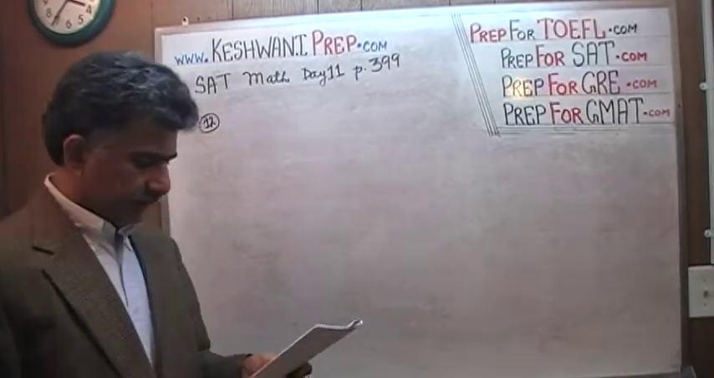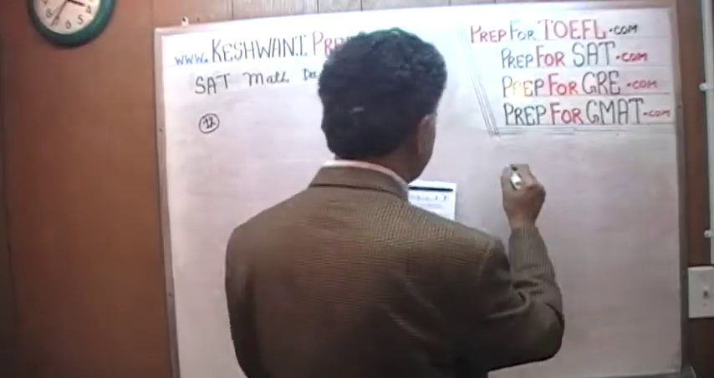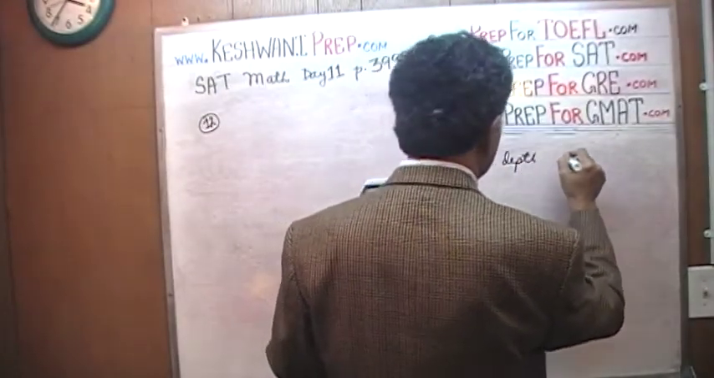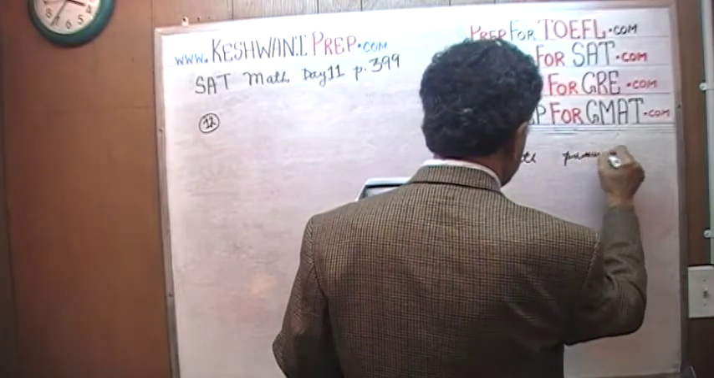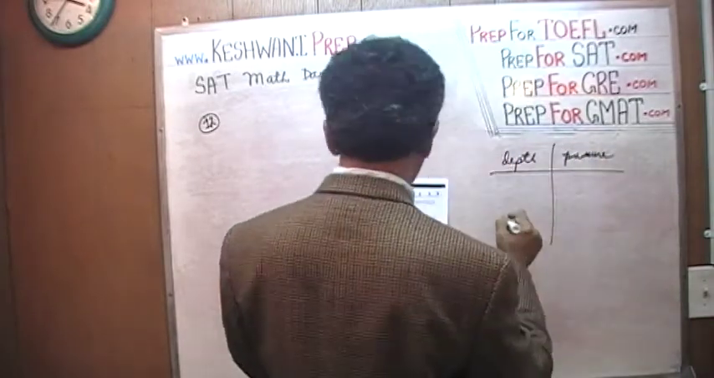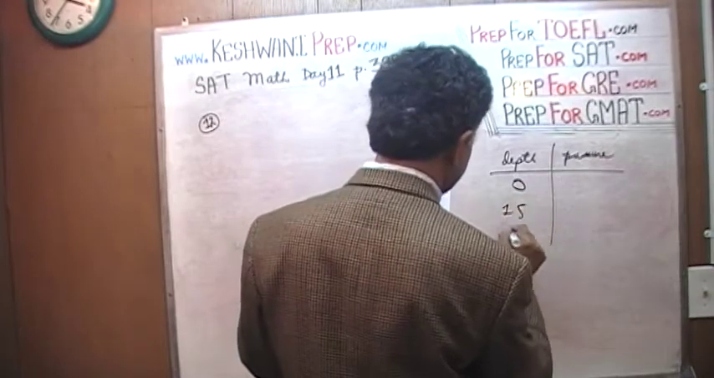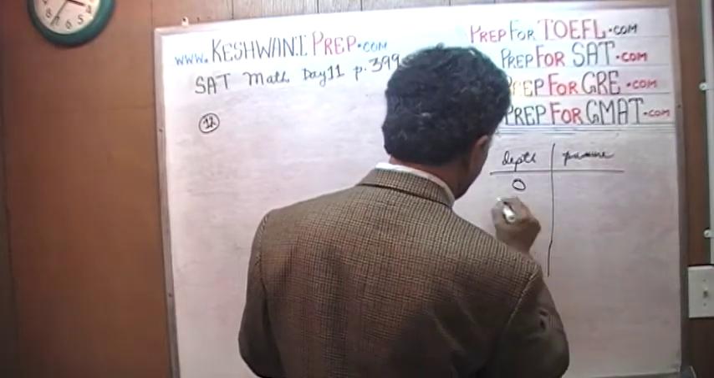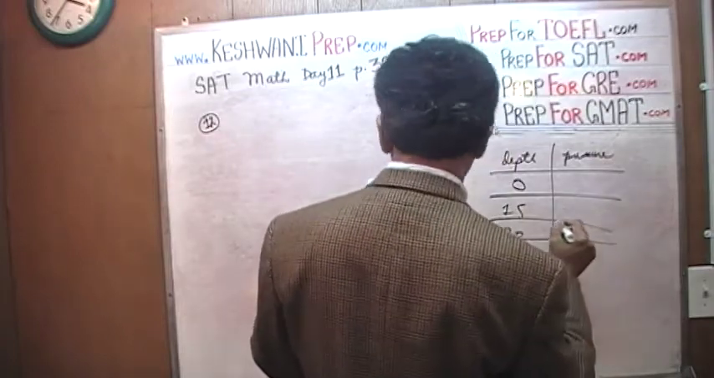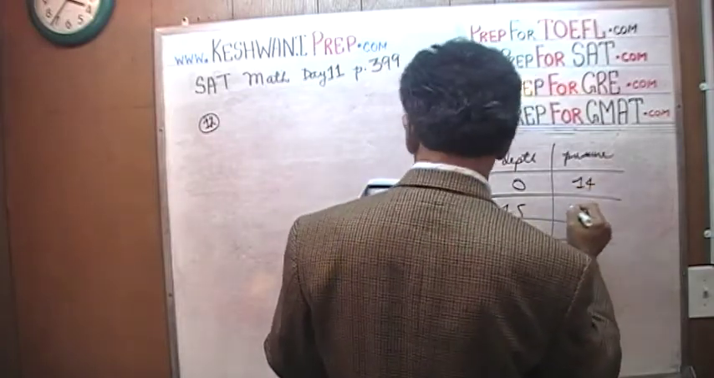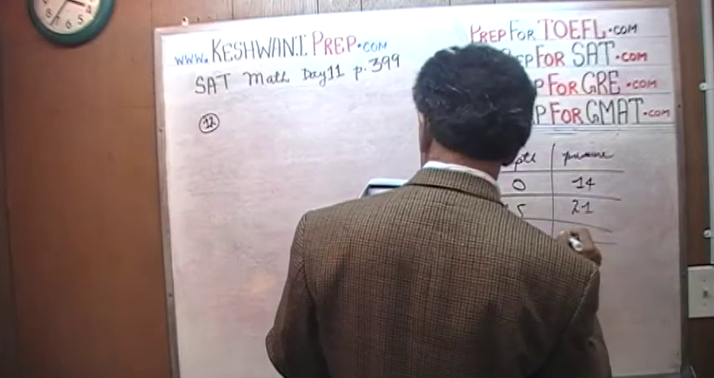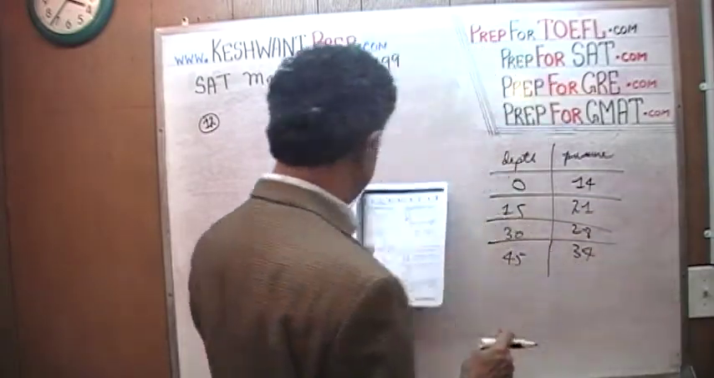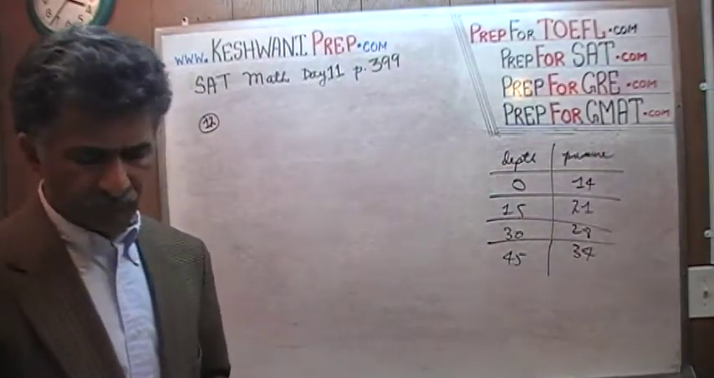We are given a chart here, so I'm going to put the chart here. Here's the depth, and here's the pressure. And we're given the depth in every 15 feet, 30 and 45. That's all it is, very simple. 14, 21, 28 and 34.